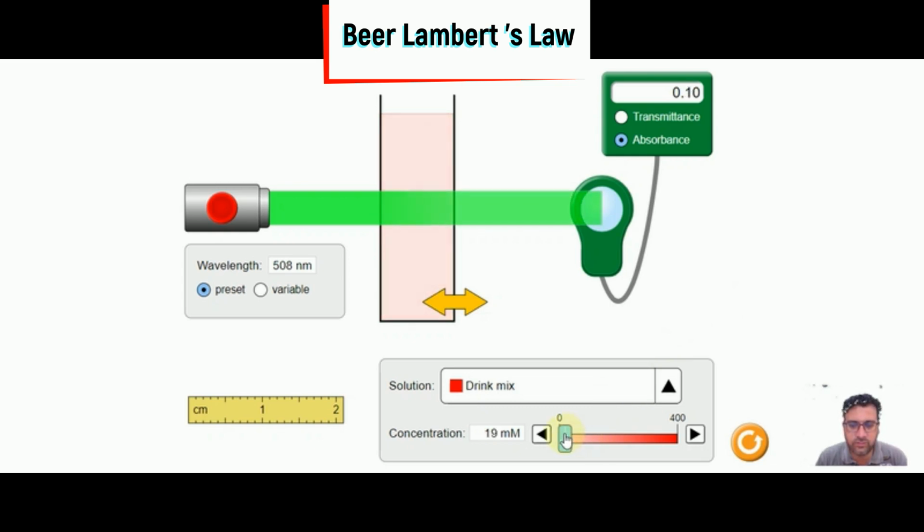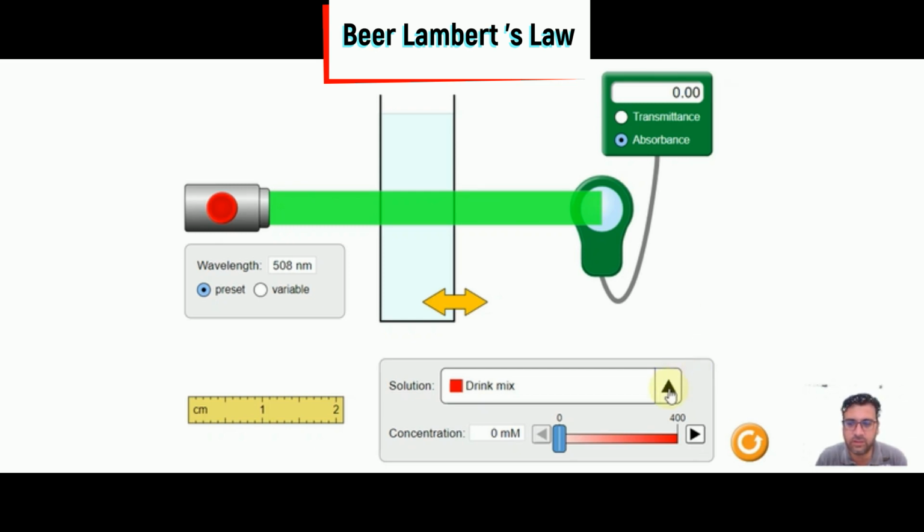Now check the absorbance for the blank solution. With 0 millimolar concentration of the mixture of drinks, absorbance is 0, at a wavelength of 508 nanometer. As we increase the concentration from 0 to higher, you see the absorbance also increases. As we increase the concentration, absorbance increases. As we decrease the concentration, absorbance decreases, down to zero concentration, zero absorbance.